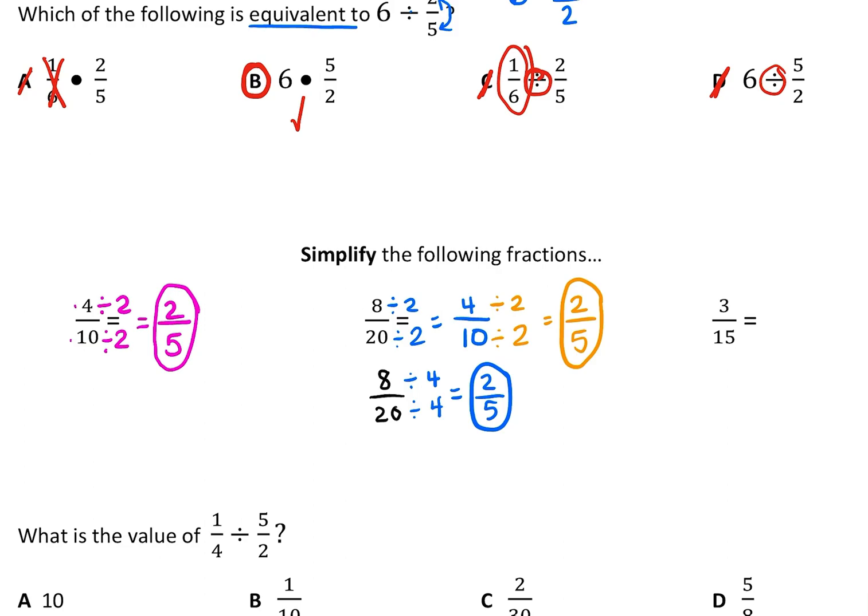So let's look at 3/15. Can I get to 3 if I count by 2s? 2, 4, no. So I can't divide by 2 here. Then I go to 3. Can I get to 3? Obviously. Can I get to 15 counting by 3s? 3, 6, 9, 12, 15. Yes, I can. So that means on this one, I can simplify by 3. So 2 is not always going to work. Sometimes you might have to go to 3, 4, maybe even 5. So 3 divided by 3 is 1, and 15 divided by 3 is 5.